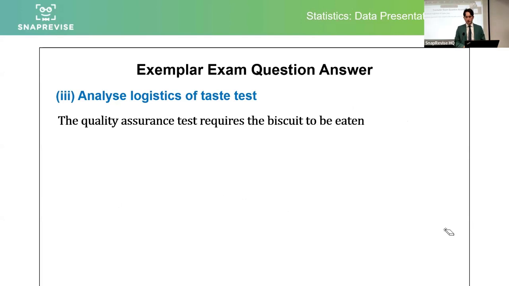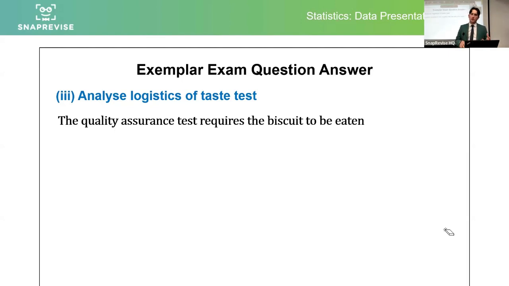So why would you not do that? Because it requires the biscuit to be tasted and eaten. They then can't sell any biscuits. So that's just putting it into a context. And that's that. I've seen questions like that come up before. It almost feels a little bit silly, but we do need to be aware.